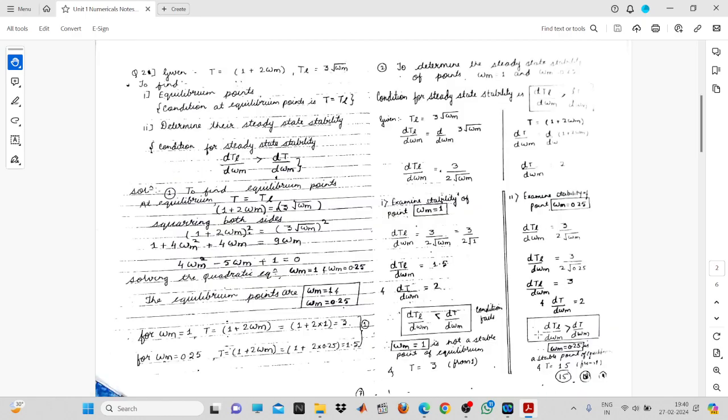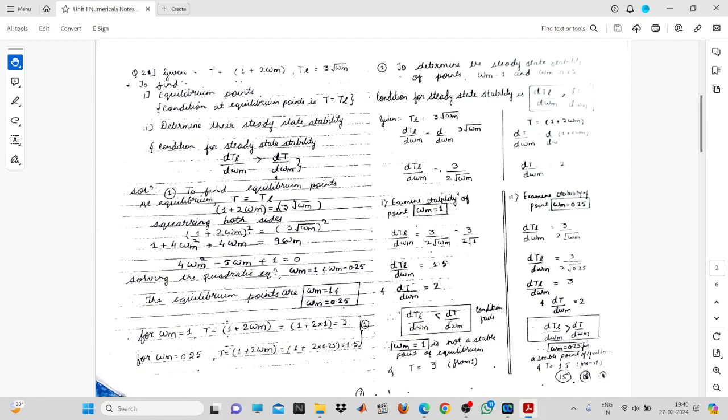Now, the second one we will try to understand. Here you can see the motor torque T is given to you. Then the load torque is given. It means that the torque is dependent on the speed, and there is a relation between the motor torque and the speed of the drive. Similarly, the load torque is again dependent on the motor speed.